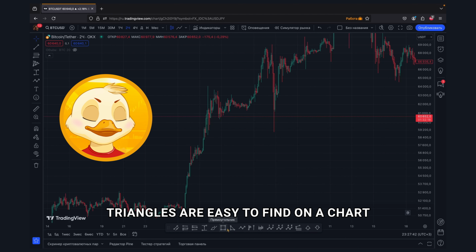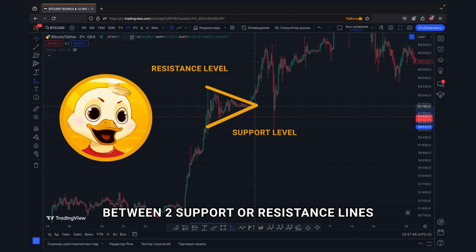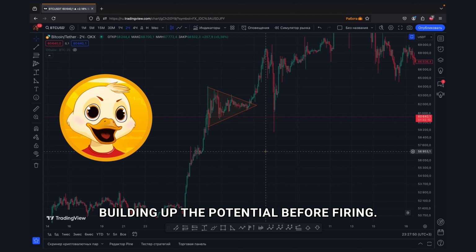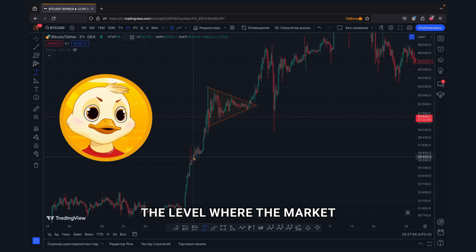Triangles are easy to find on a chart because the price is sandwiched between two support or resistance lines and compressed like a spring, building up the potential before firing. Our goal is to pinpoint the level when the market holds the price.